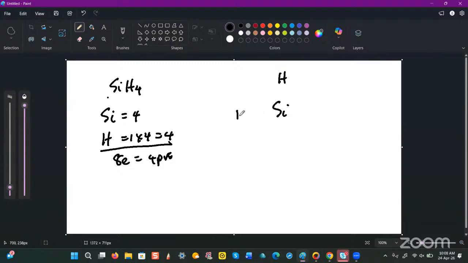Now, in this case here, what I would do is put the bonding pairs. We have 4 pairs to play with. 1, 2, 3, 4. And that's it. We have used up all 4 pairs, and therefore this would be the Lewis structure for silicon tetrahydride. All right? Any questions?